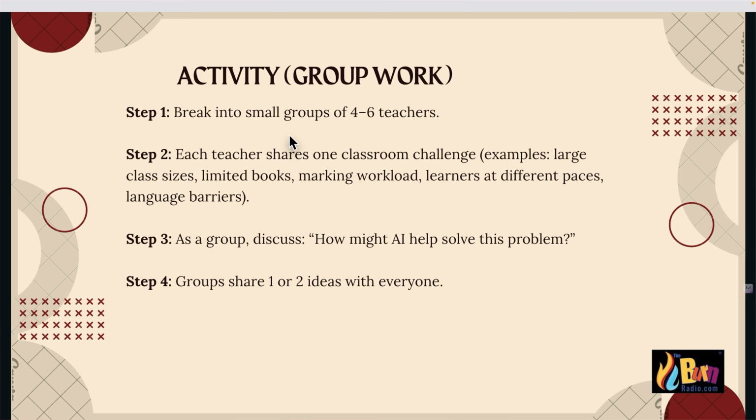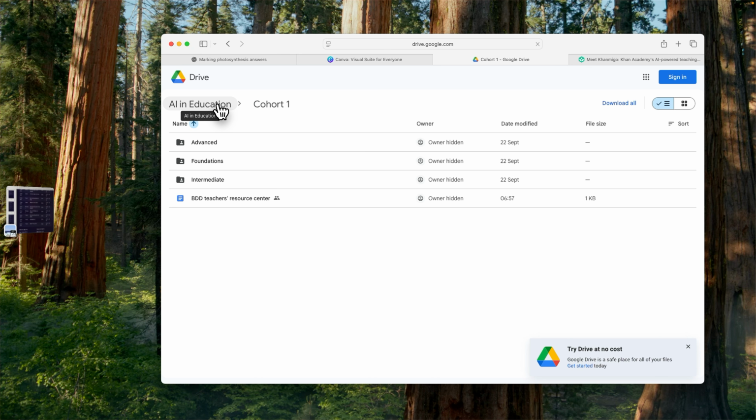Then in those groups, each teacher shares one classroom challenge that you encounter in classrooms, or discuss class quizzes, or discuss challenges like limited books, marking workload, and then you discuss how AI might help you overcome this challenge. Then you are going to share the ideas that you discussed. We shall give you a link to where you are going to submit your discussions. We have a link we are going to share with you.